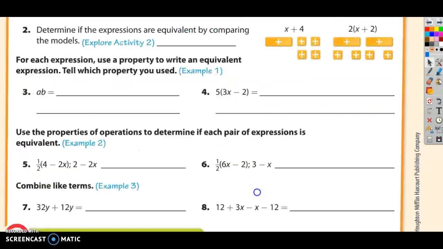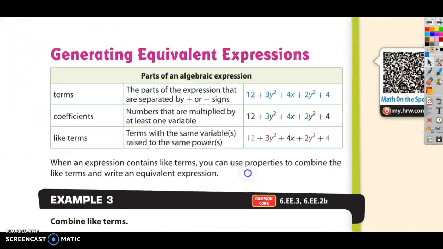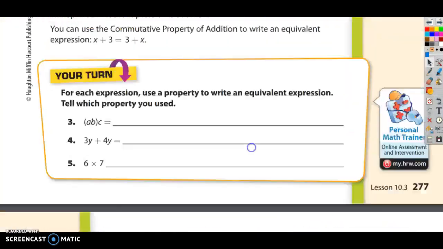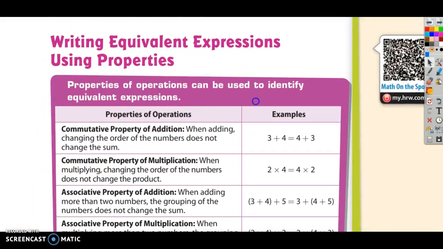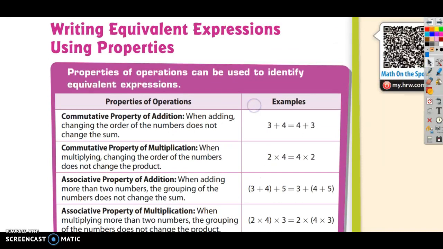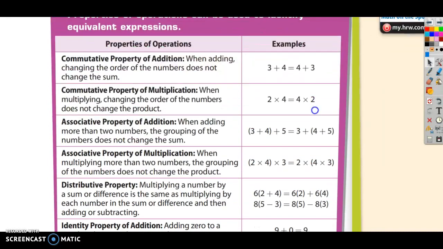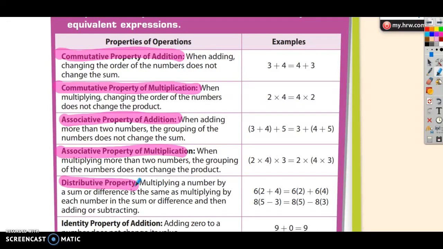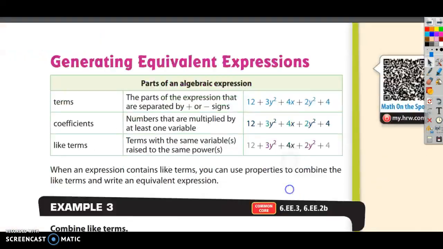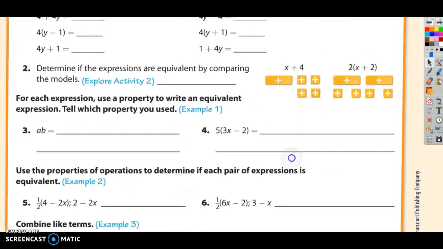I'm going to go back a couple pages where we have our list of properties. It's on page 277. And these are the properties right here. Writing equivalent expressions using properties. These are all the properties, and the names of them, these are the ones I'm going to use. The commutative property of addition, commutative property of multiplication, the associative property of addition, associative property of multiplication, distributive property, and there's more. So I'm going to go back to our page, and those are the properties we're using, and I'll explain them as we go.